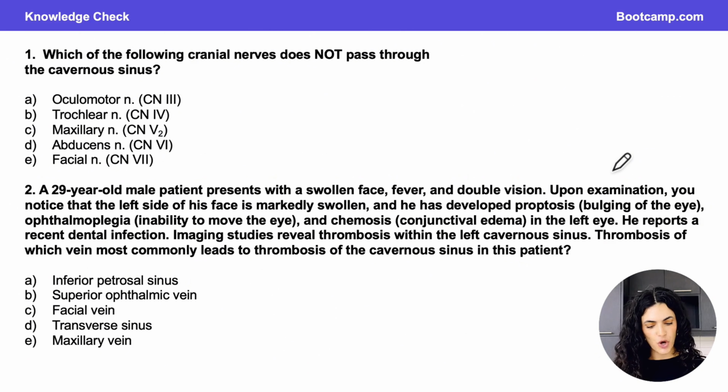Upon examination, you notice that the left side of his face is markedly swollen, and he has developed proptosis, so bulging of the eye, ophthalmoplegia, so inability to move the eye, and chemosis, so conjunctival edema within the left eye. He reports a recent dental infection, and imaging studies reveal thrombosis within the left cavernous sinus. Thrombosis of which vein most commonly leads to thrombosis of the cavernous sinus in this patient? So pause the video, come on back when you're ready.